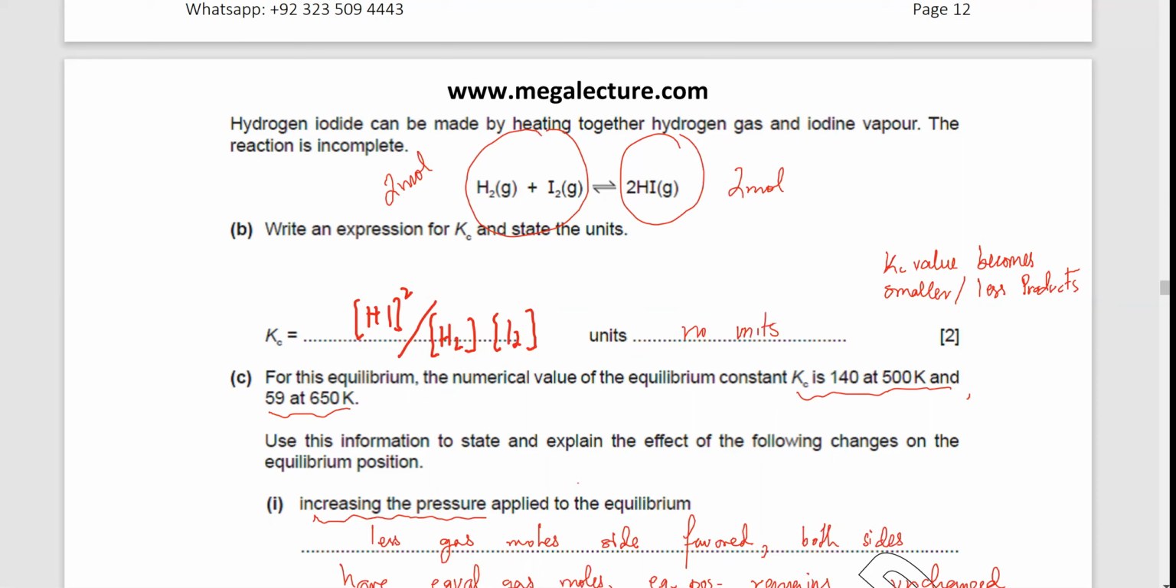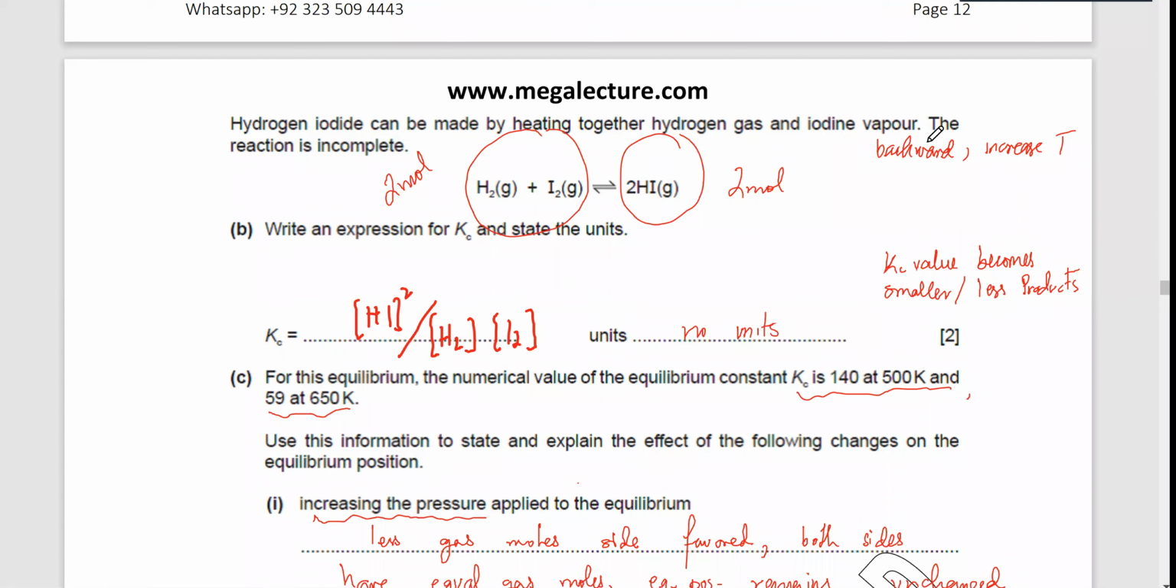So this indicates that backward reaction happens when you increase temperature. Okay, this is what I've inferred from here. That Kc is 140, but when I increase temperature, Kc is 59. So that means backward reaction is happening. You're getting less products. So backward reaction is favored when you increase temperature.